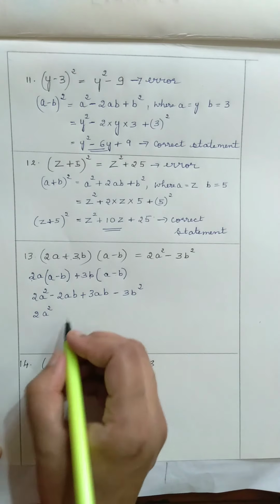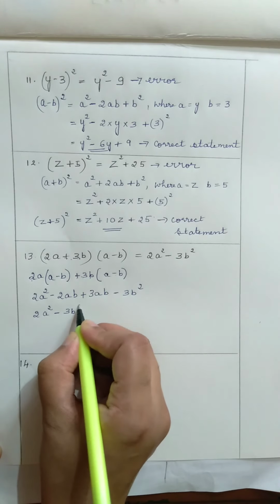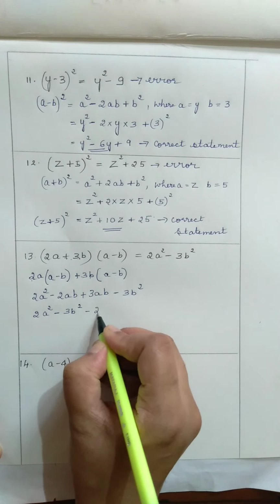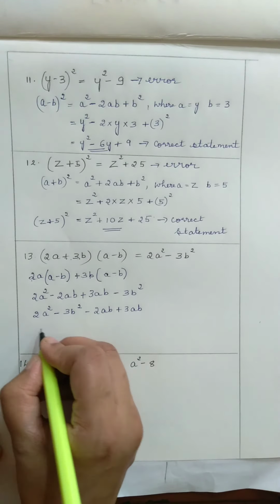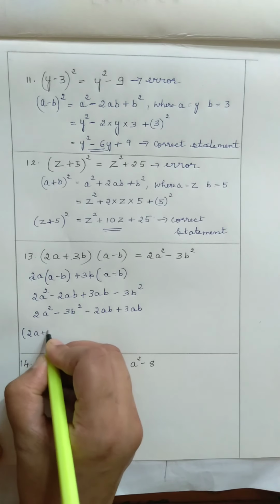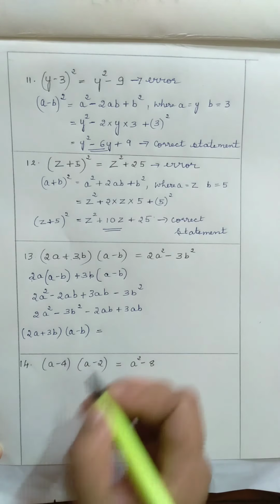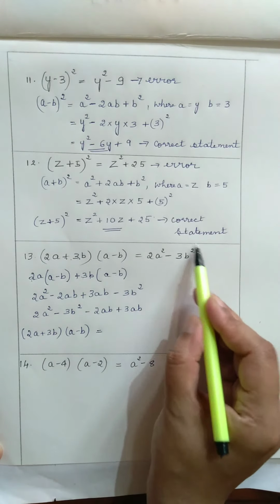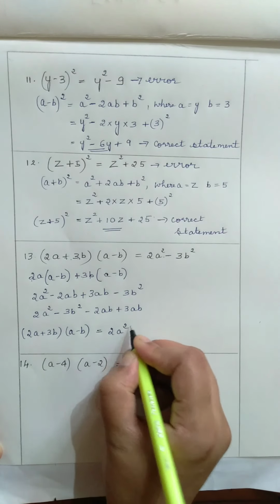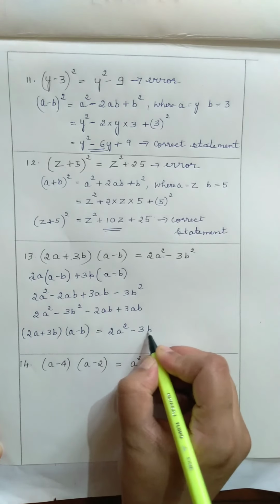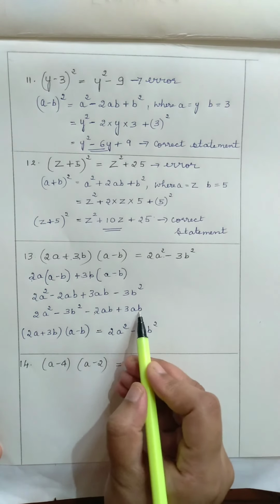Then let us write minus 3b square. Then minus 2ab plus 3ab. Therefore, in the next step, 2a plus 3b into a minus b, LHS, will be equal to 2a square minus 3b square, they have given. Let us check. 2a square is correct, minus 3b square is correct, but one term is missing, that is minus 2ab plus 3ab.